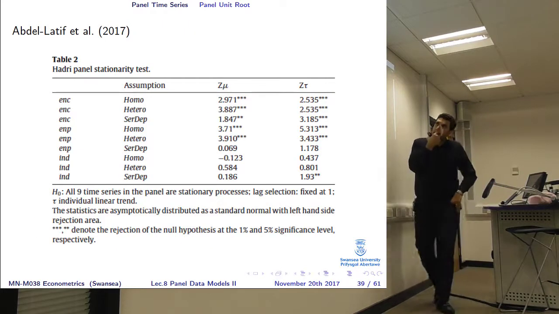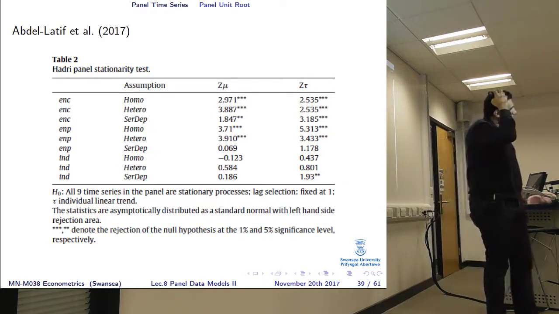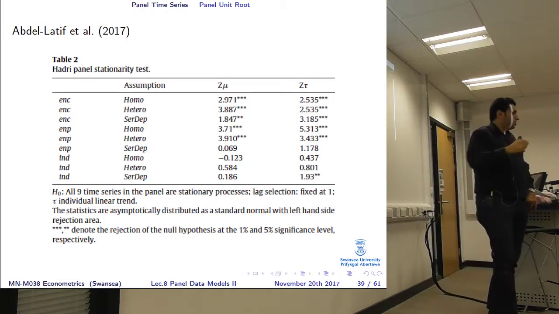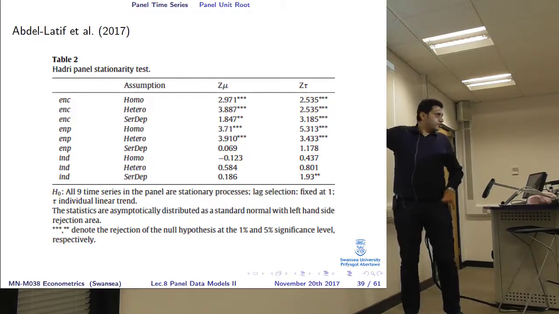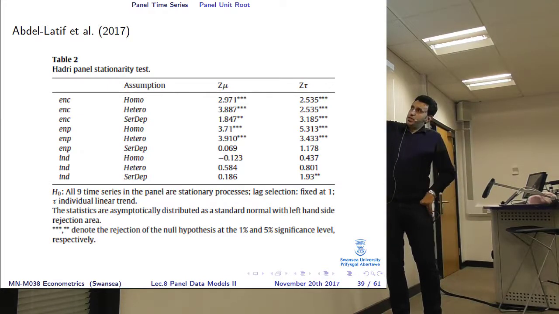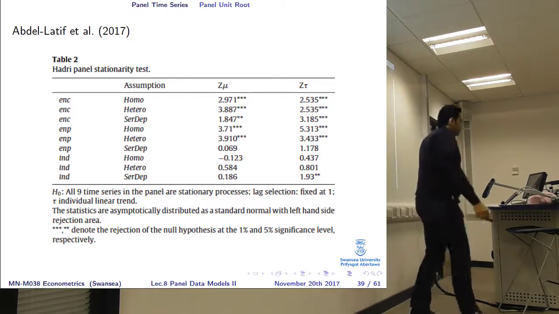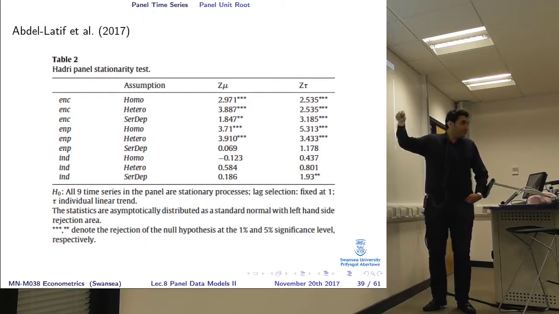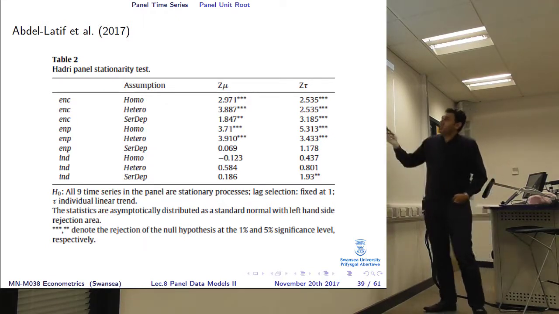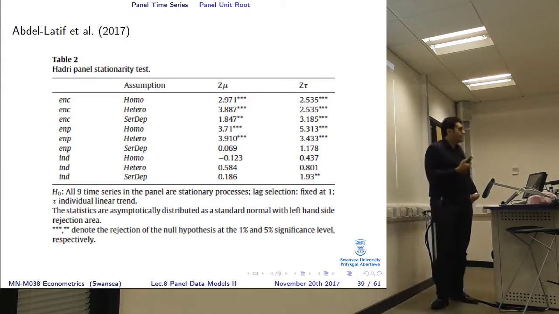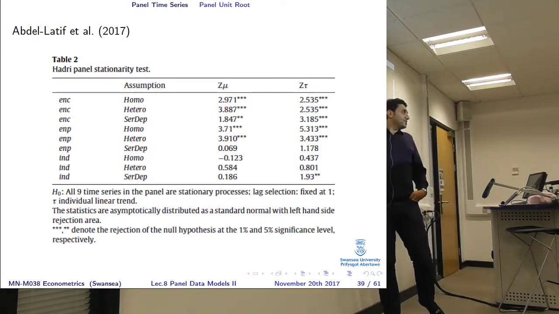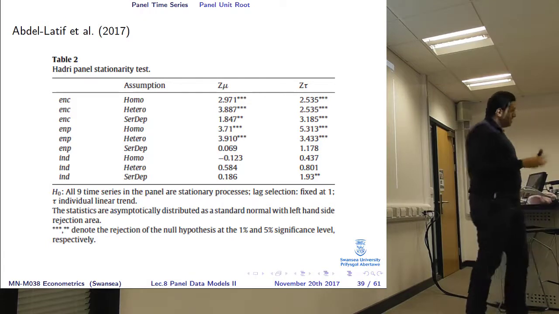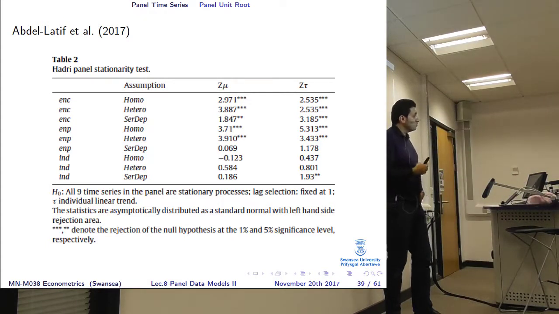So this is the table. We did all these tests, but what we presented in the paper is only one test. I think there was a footnote explaining that we've done the other tests too to confirm the results. Here, under different assumptions of the test, these are energy consumption, energy price, and industrial value added to GDP. In all cases, whether you add intercept or time trend, remember that we could add deterministic components, we reject the null hypothesis in most cases, meaning that the data are not stationary. Remember, the null hypothesis here is that these data are stationary, because this is the Hadri panel stationarity test. So we have some evidence that the data have a unit root or are not stationary.